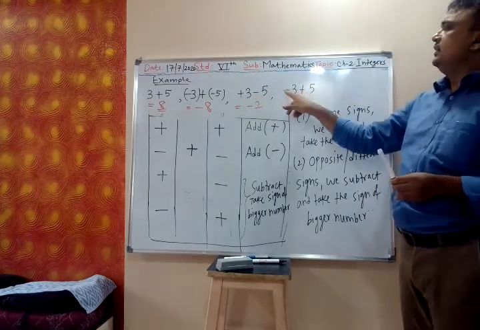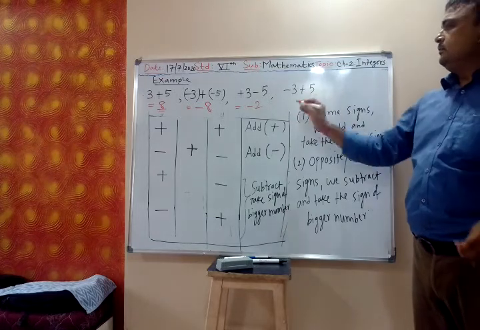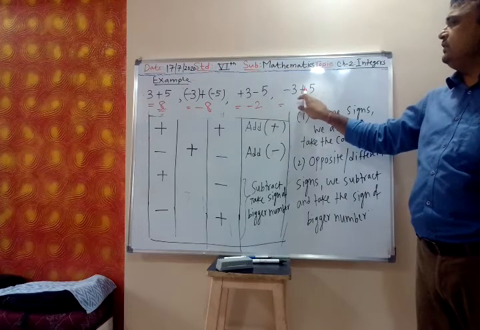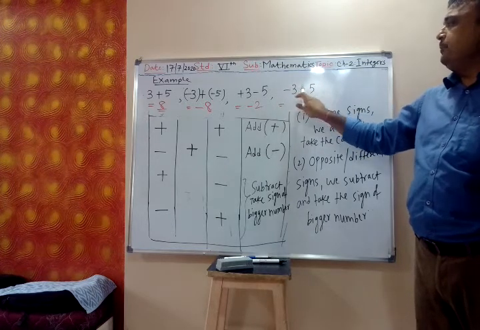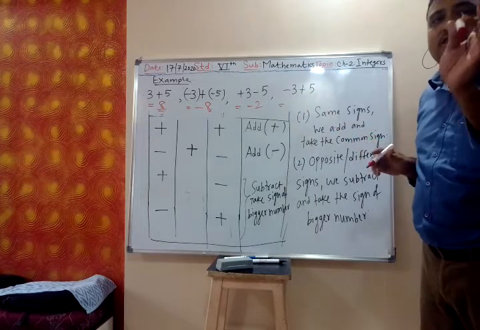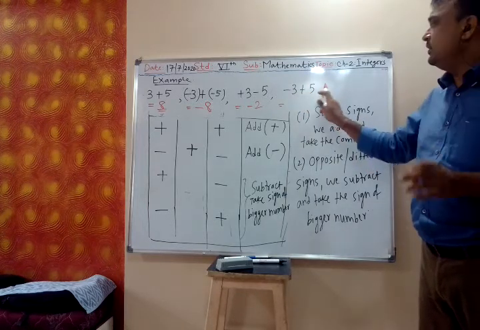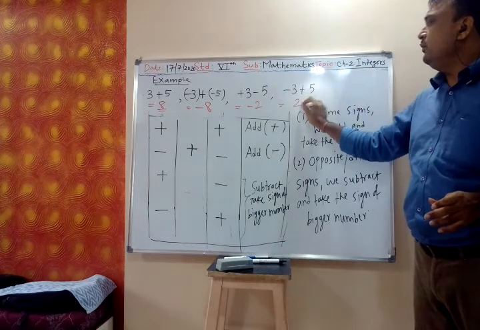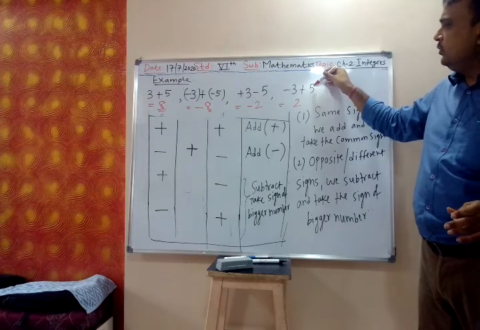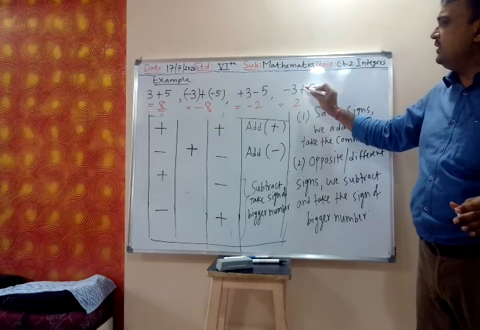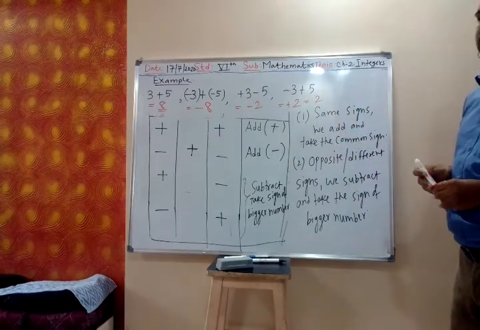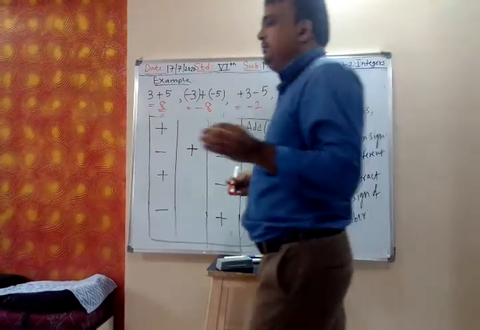Let us take again: minus 3 plus 5. 3 has minus sign, 5 has plus sign. So opposite signs, we subtract the smaller number from the bigger number. 5 minus 3 is 2. Which number is bigger? 5. What is the sign of that? Plus. So we write plus 2, or simply 2.